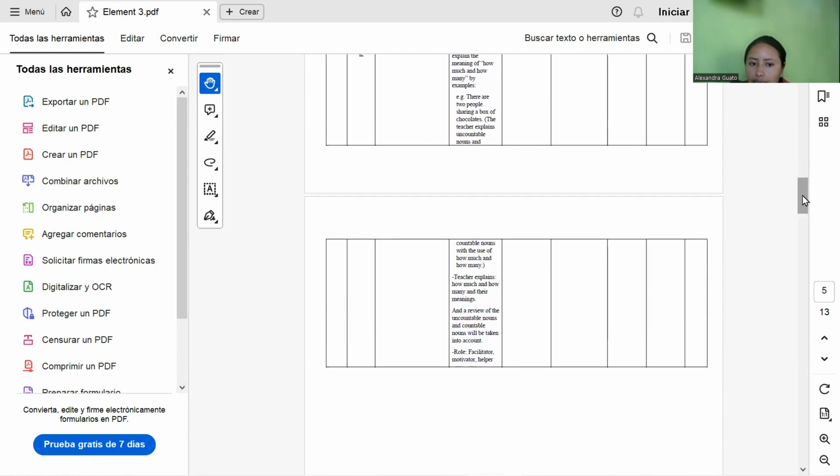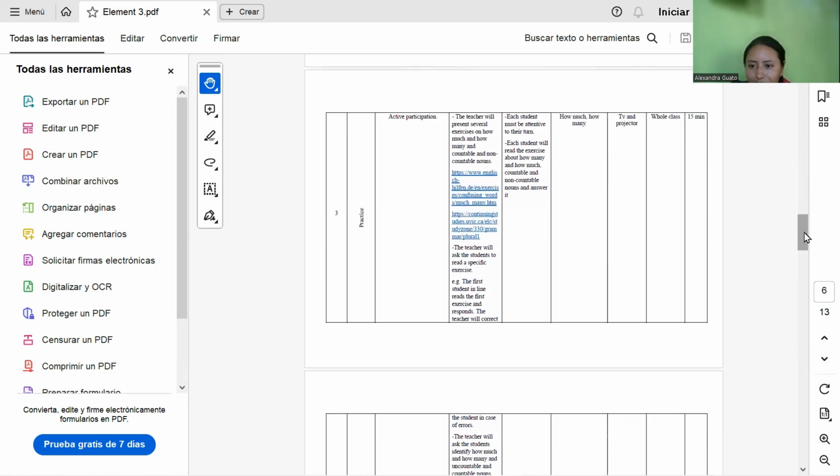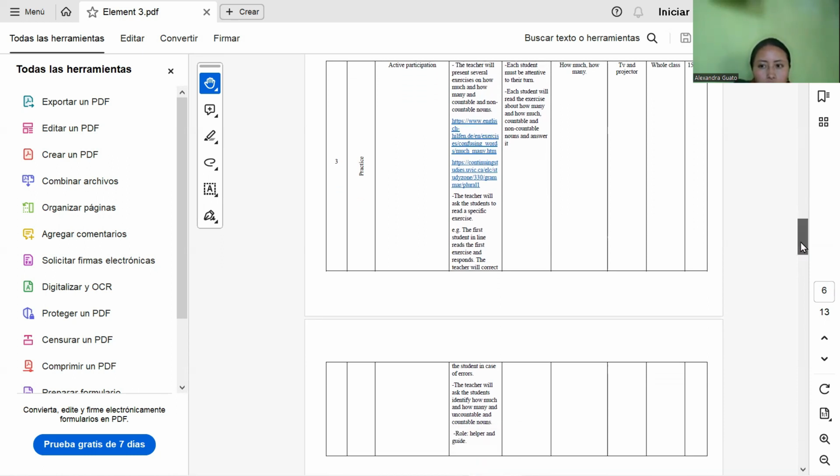Stage practice. In this part, the teacher will present an online activity and, together with the students, they will solve it. We encourage the practice of using how many and how much. The third stage, production.